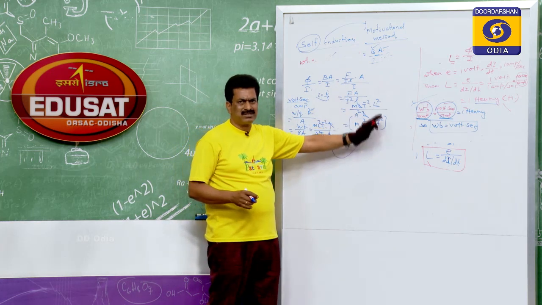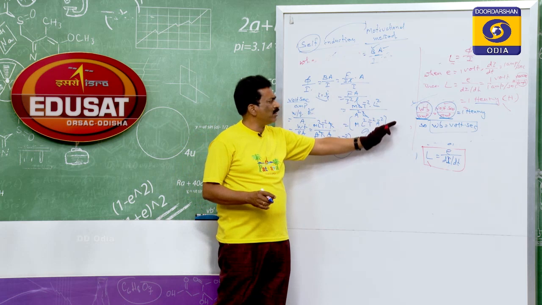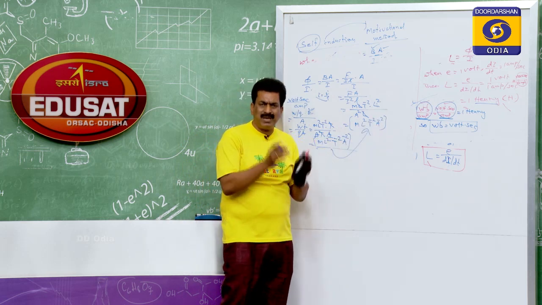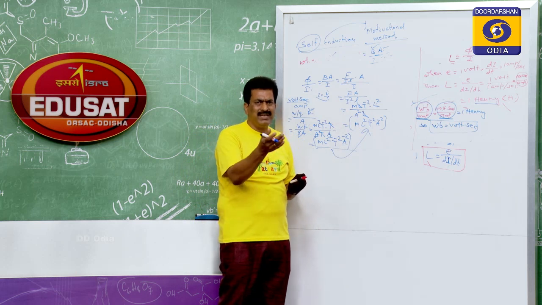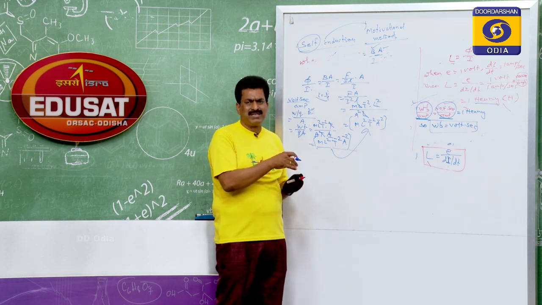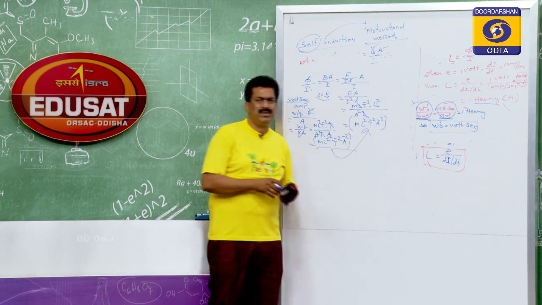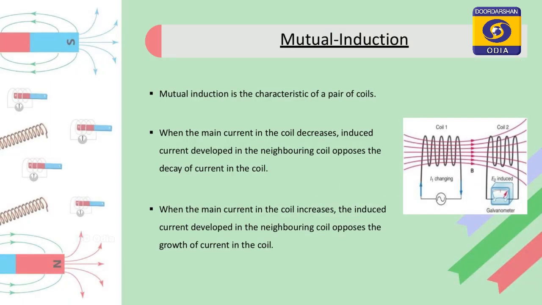So self induction is the process where the induced EMF and the current are produced in the same coil. If the current increases, then the induced EMF decreases; if it decreases, then the induced EMF increases. Now we are going to discuss mutual induction.